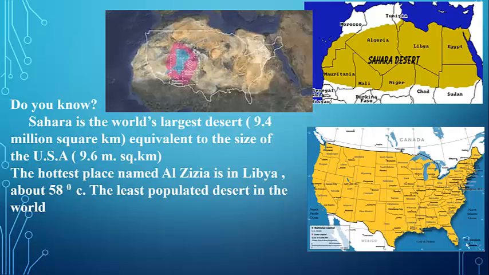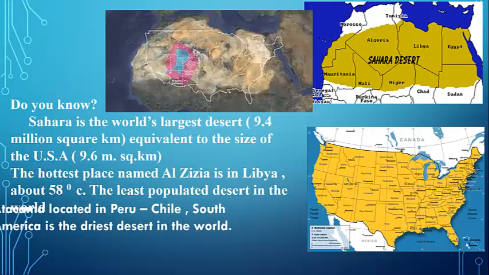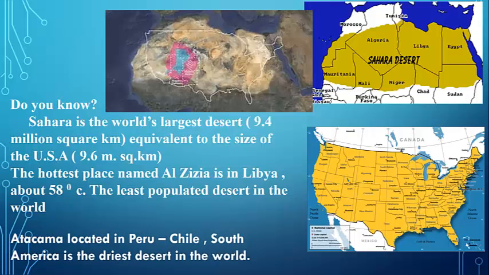It is the least populated desert in the world. You know, only one person is living per square kilometer in Sahara. Next comes Atacama Desert. It is the driest desert in the world. It's located in Peru, Chile, in South America.